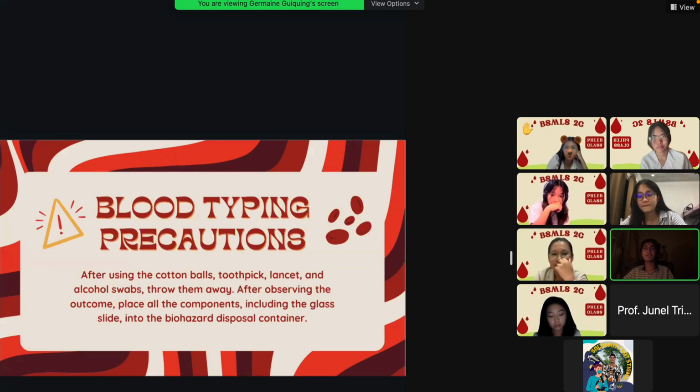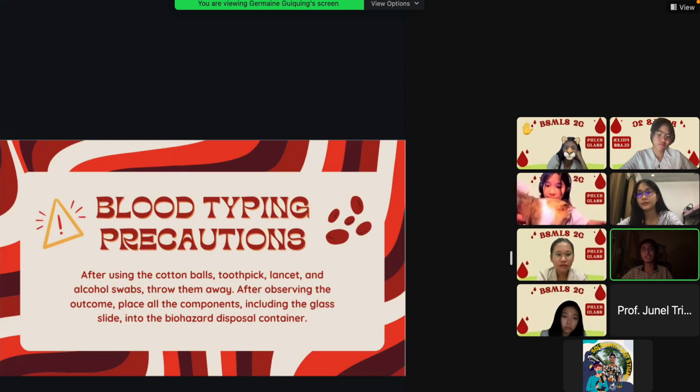Okay, so blood typing precautions. After using the cotton balls, toothpick, lancet, and alcohol swabs, throw them away immediately. After observing the outcome, place all the components, including the glass slide, into the biohazard disposal container. So guys, it's all about this disposal kasi kailangan natin sinusunod yun. Next slide.